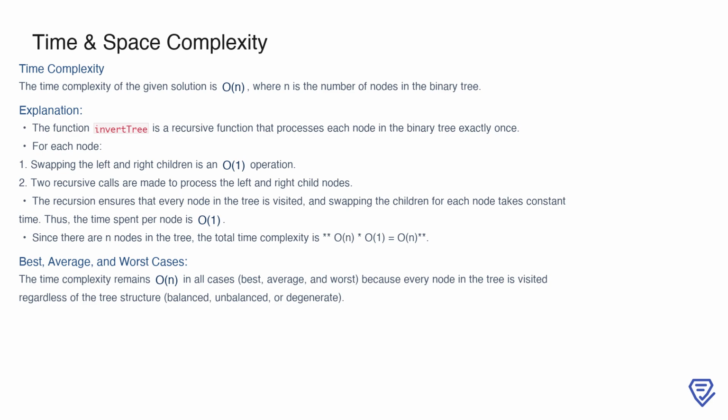Since there are n nodes in total, and each node takes O(1) time to process, the overall time complexity becomes O(n). Importantly, this holds true regardless of the tree's structure, whether it is balanced, unbalanced, or even completely skewed. In all cases, every node is visited, resulting in a consistent time complexity of O(n).